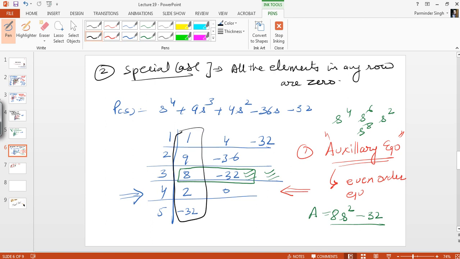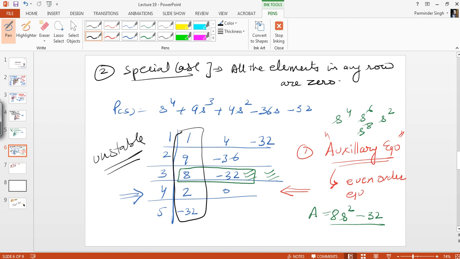Look at the sign change: positive, positive, positive, positive, negative. So the system becomes unstable. Since there is one sign change, there must be one root lying on the positive side of the imaginary axis. Clear? So this is how we solve for a special case.